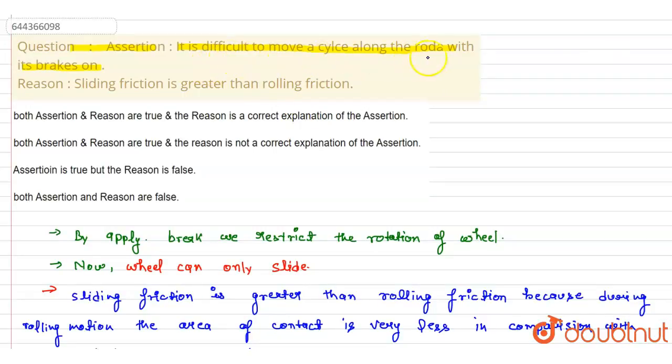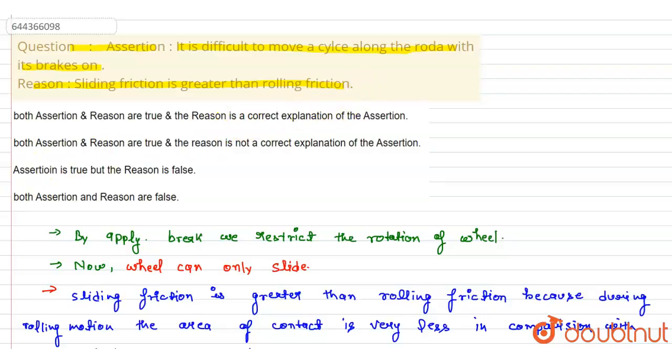difficult to move a cycle along the road with its brakes on, okay, because when brakes are on, at that moment sliding friction is acting, and sliding friction is greater than rolling friction. So because of that we face difficulties to move cycle when its brake is on, okay. And in reason it is given that sliding friction is greater than rolling friction, so it is also true that sliding friction is greater than rolling friction, okay.